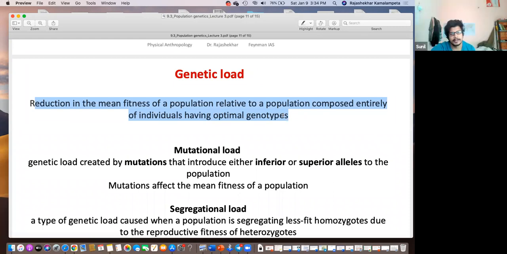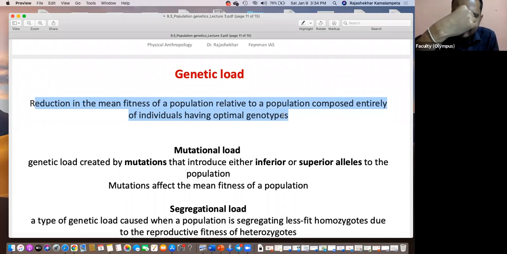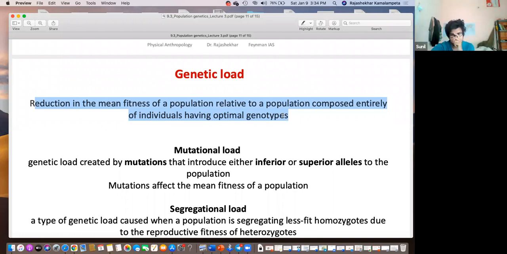So in one case, if there is a negative mutation, it's not beneficial for that population. But if that population migrates to some other place, then it won't be called a genetic load, right? Yes. Then it won't become a burden to them. If the same mutation is useful or beneficial to them in another region, another environment, it won't be considered genetic load. It has to negatively impact their survival. Genetic load is with respect to the environment.